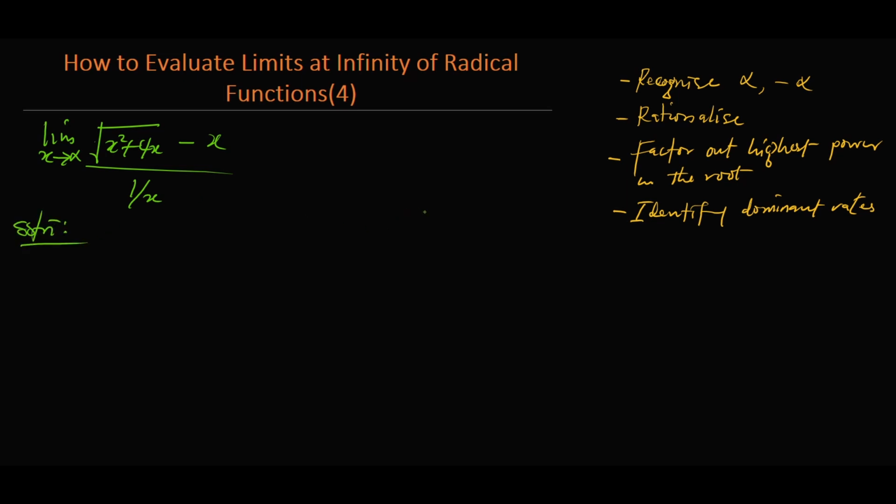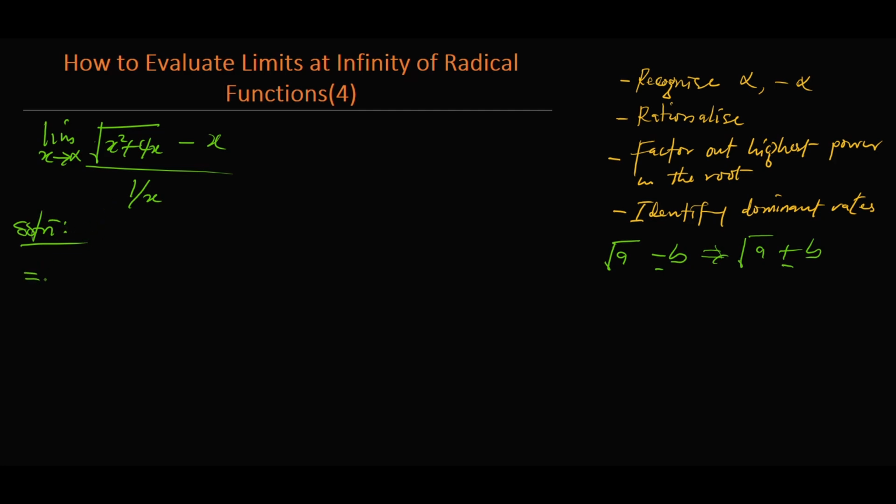Remember, the next step is to rationalize, meaning we are going to multiply both sides by the conjugate. If you have, for example, root a minus b, its conjugate will give you root a plus b. Just by flipping the sign, we obtain the conjugate.